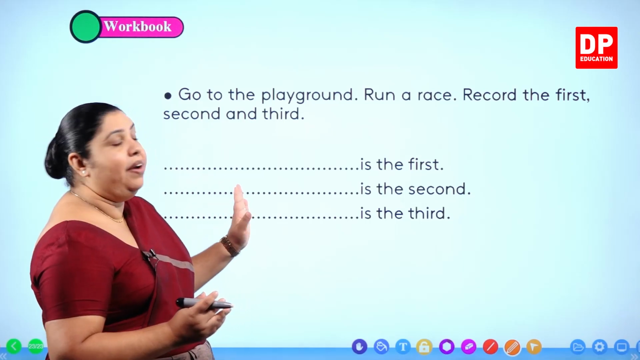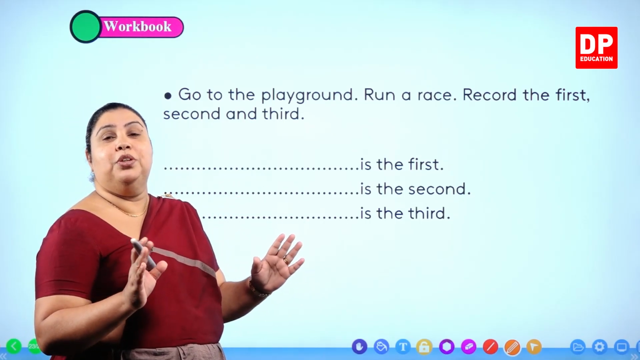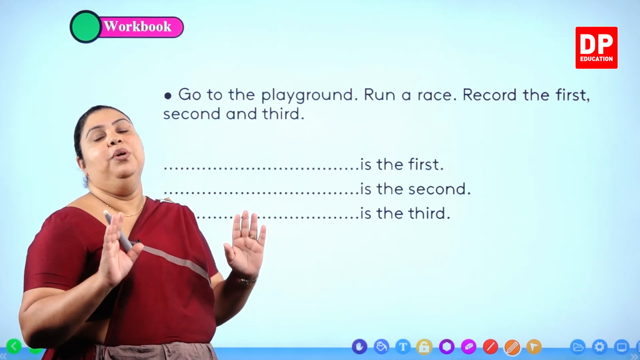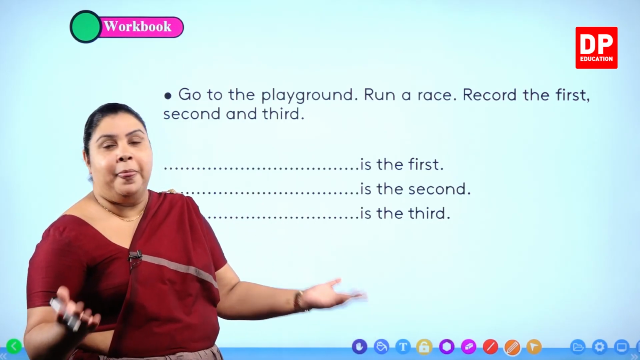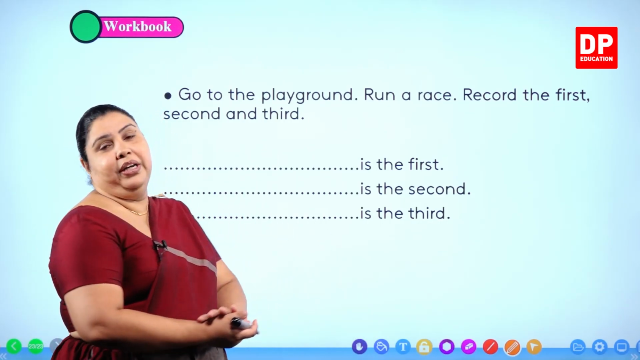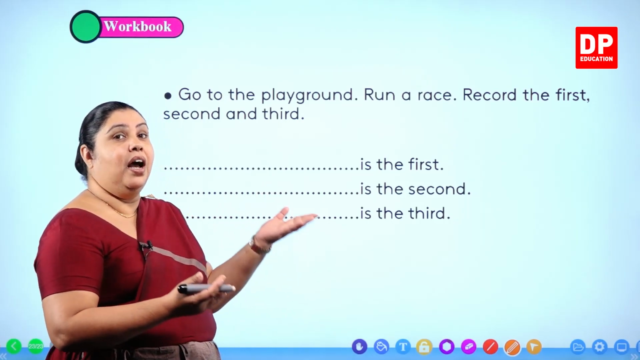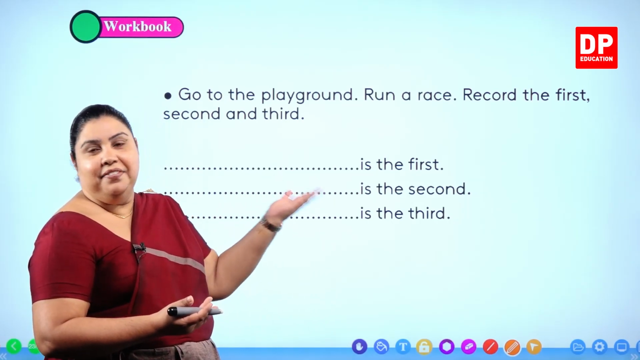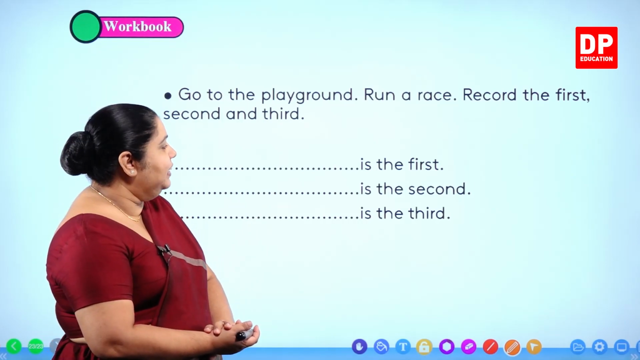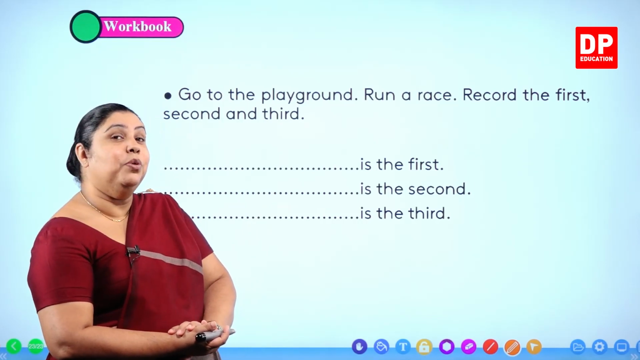So actually you have to go with your workbook to the ground and then get the results, and you can write it in your workbook. Now, according to the race that we saw in our pupils book, shall we write the names of the first, second, and third in our workbook here?